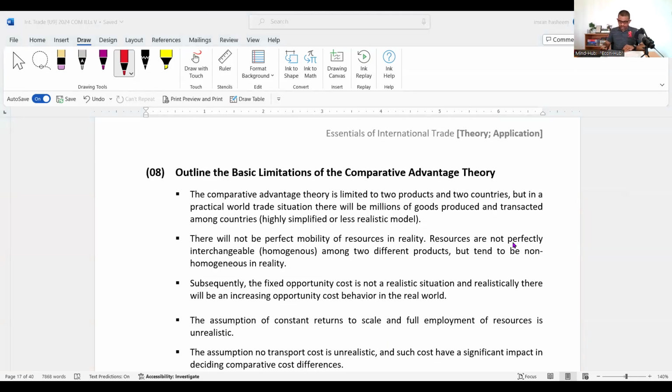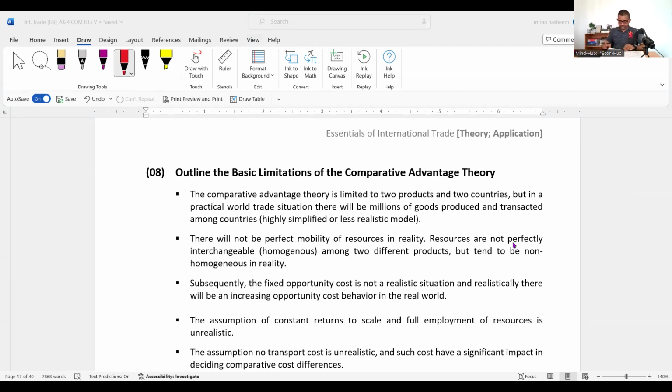There are two countries and two commodities in this model. So it's a highly simplified model. Whereas in reality, there are hundreds of countries and millions of products, we assume only two countries and two products.